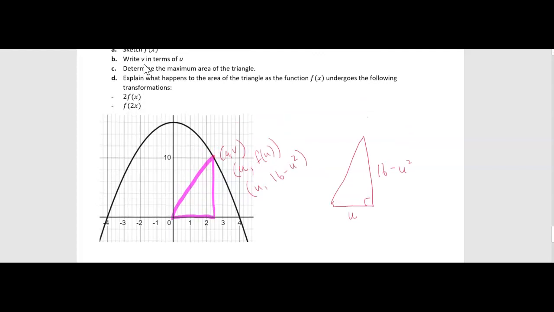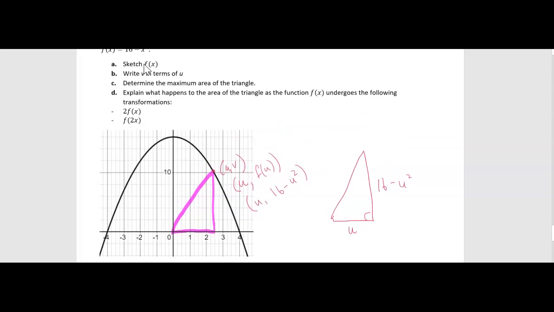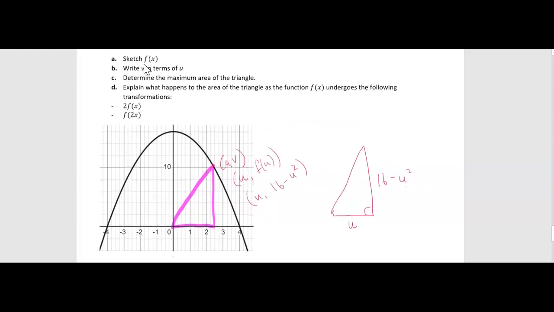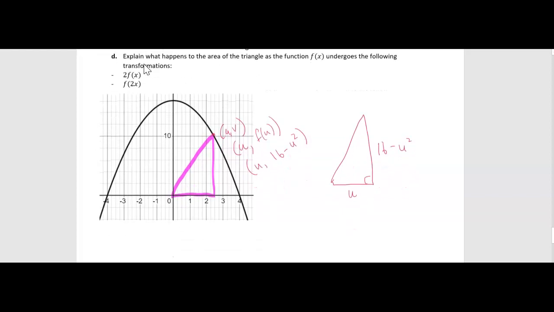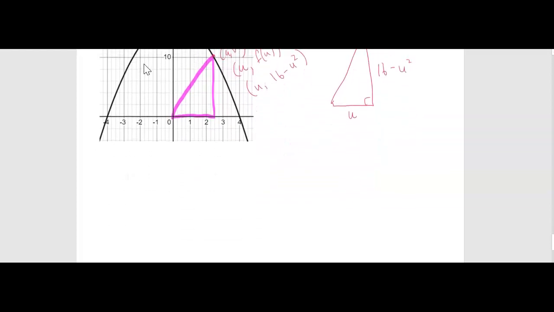So I've just sketched it. It'll probably take you a little bit longer. Write V in terms of U, I did that as well. Determine the maximum area of the triangle. So the area of a triangle formula is a half times base times height. So we're going to have half times the base, which is U, times, make sure you put this in brackets because we're going to be multiplying both those terms.